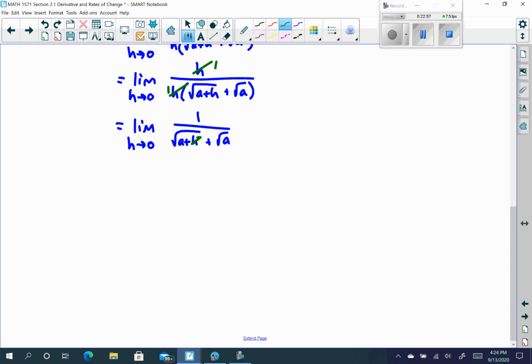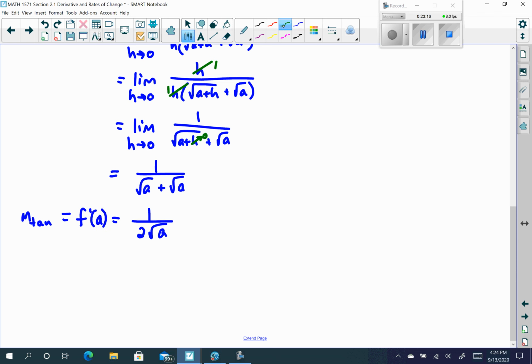So this goes to 0. I no longer need the limit notation because I used 0 for h. So I'm going to get 1 over radical a plus radical a. And I can combine that into 1 over 2 radical a. So again, this is f prime of a, or the slope of our tangent line.